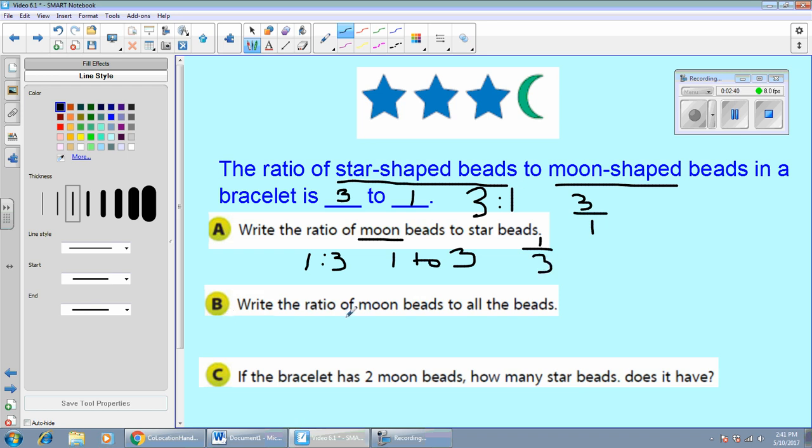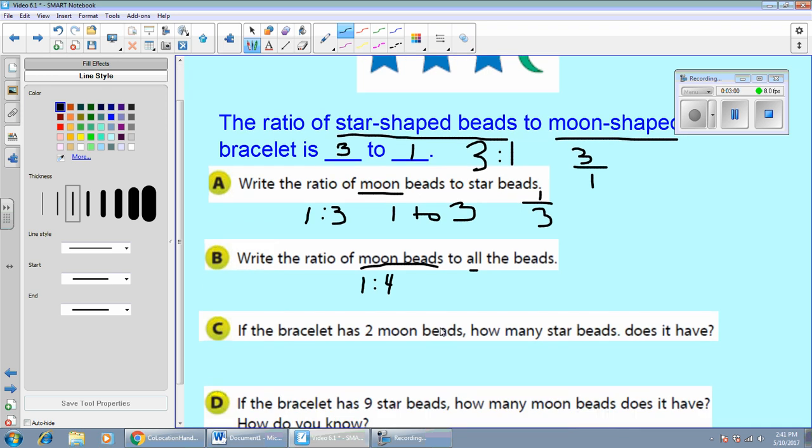Let's look at B. Write the ratio of moon beads to all beads. So this is a little different. So they said moon beads first. So I know there's only 1. To all beads. Well, we have 1, 2, 3. We have 4 in total. So I know that's a relationship of 1 to 4.